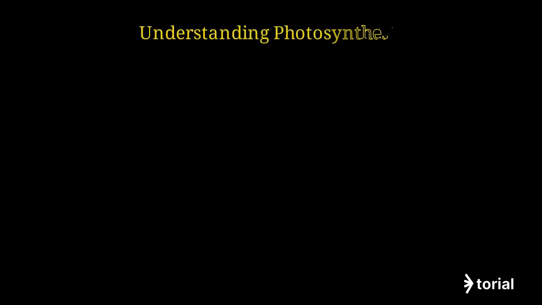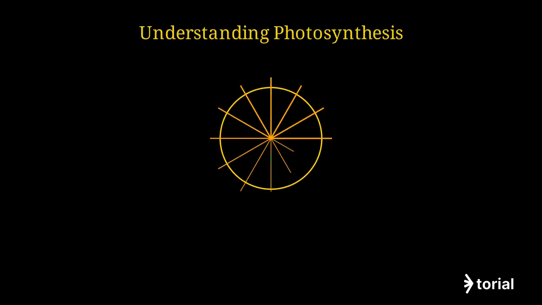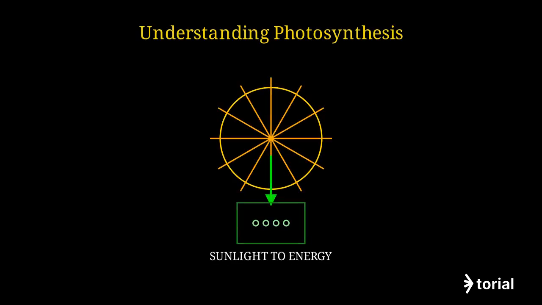Let's explore the amazing process of photosynthesis and how plants create energy from sunlight. Photosynthesis is the fundamental process that allows plants to convert sunlight into chemical energy, supporting nearly all life on Earth.